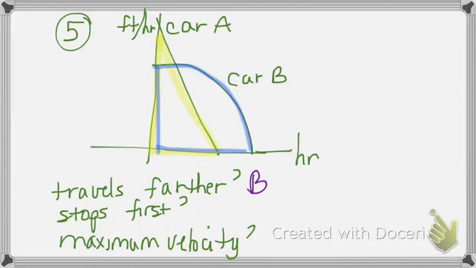Okay, which one stops first? Well, it stops when it ends here on the x-axis. So A stops first because it stops before B. Maximum velocity. So the velocity is represented by the y values because that's feet per hour. And so the one that has the maximum velocity is car A, because it starts way up here, which is a bigger velocity than car B all the time. So just wanting you to kind of see that in terms of 2 cars and trying to think about it in terms of the distance and the velocity. That'll be all. No try problems today.